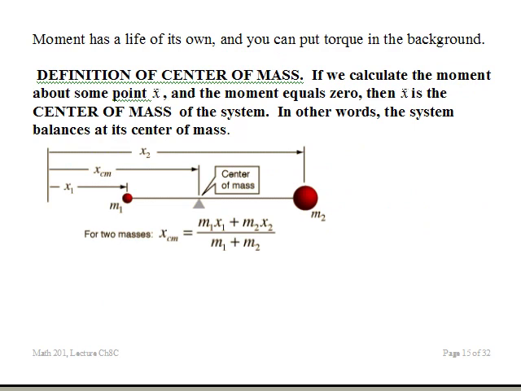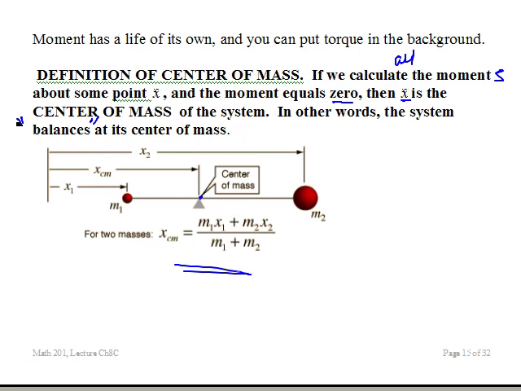Okay, and here's the definition of center of mass. If I calculate all the moments about some point x naught, and the sum of these moments equals 0, then x naught, or x bar rather, is the center of mass of the system. In other words, the system balances. I'm going to put that in quotes because you can't go too far with the word balance. The system balances at its center of mass. And that's shown here. We're going to derive this in a minute.